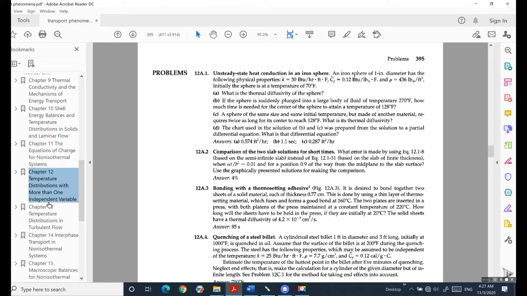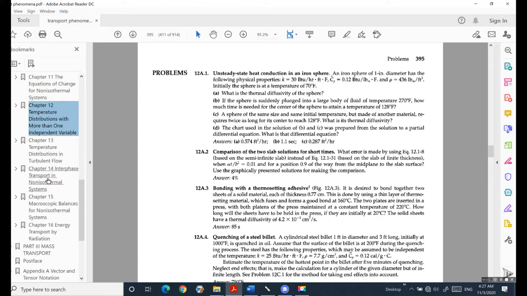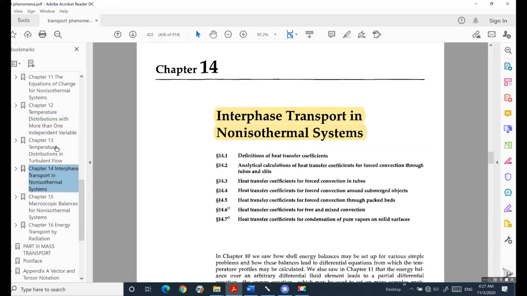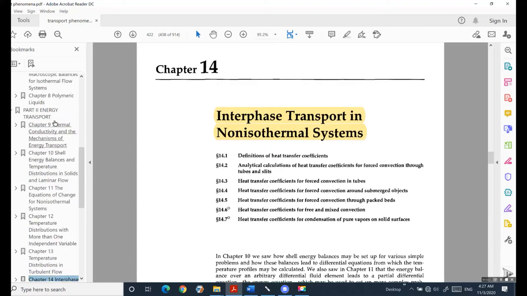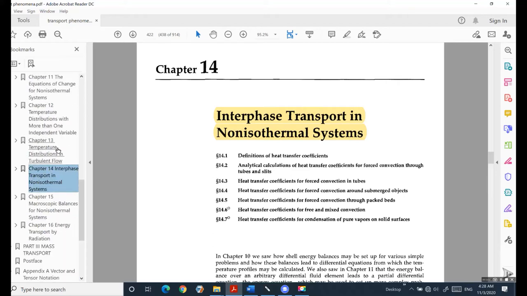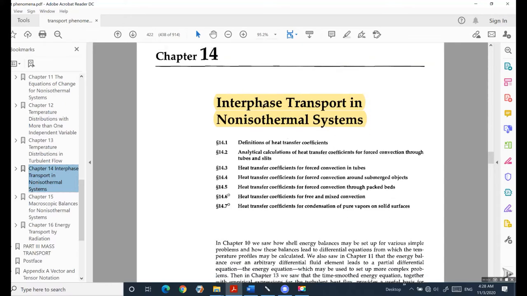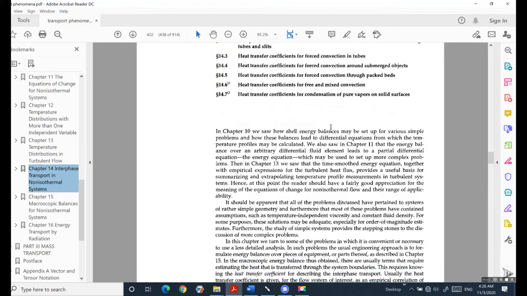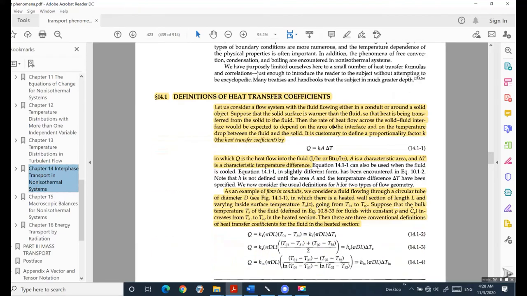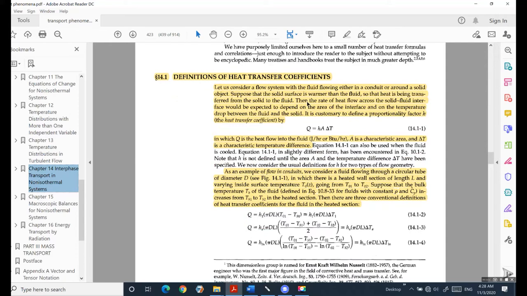I think this is enough. Now I move to chapter 14, the second part of this book, energy transport. Later we are going to come back to these special topics and talk about them in more detail. Chapter 14 is going to be our final chapter to review. This chapter is about interphase transport in non-isothermal systems, starting with the definition of the heat transfer coefficients.